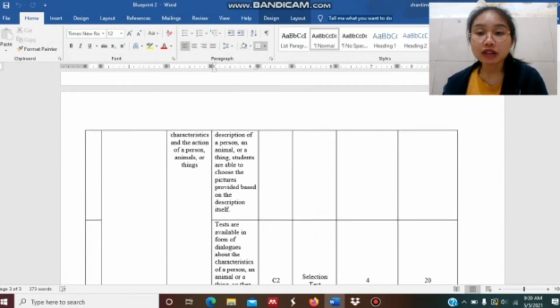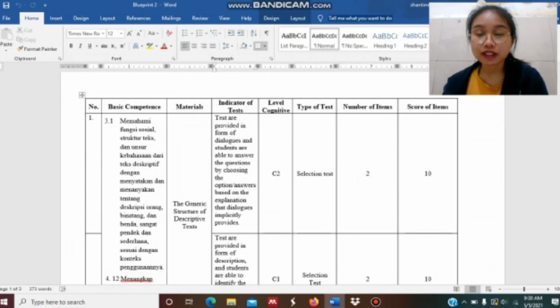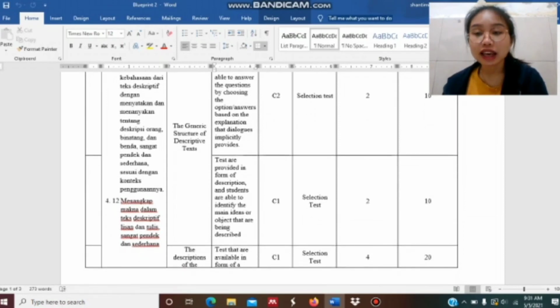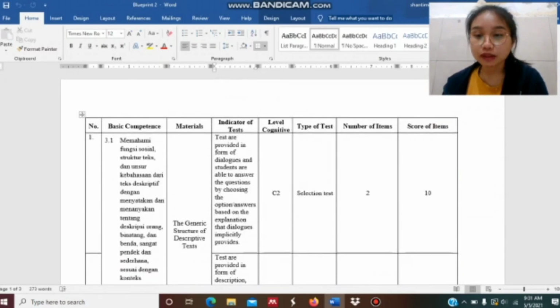So for the number of items, here we have different numbers for each point. There are two items for indicators 1 and 2, and the rest is 4 items for each point. And then for the scores of items, one question is scored 5. So it means that if students answer all of the questions right, they will get 100 in total.